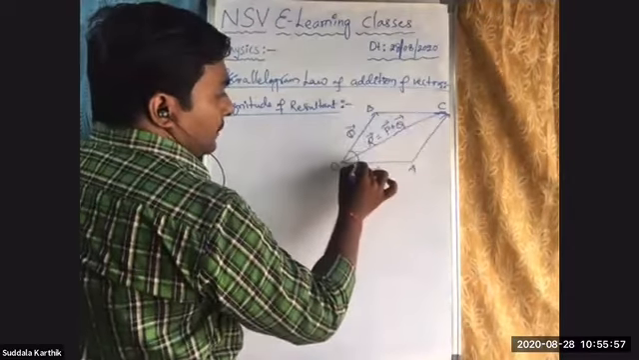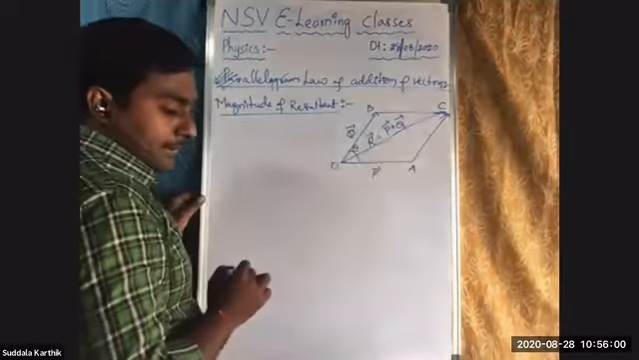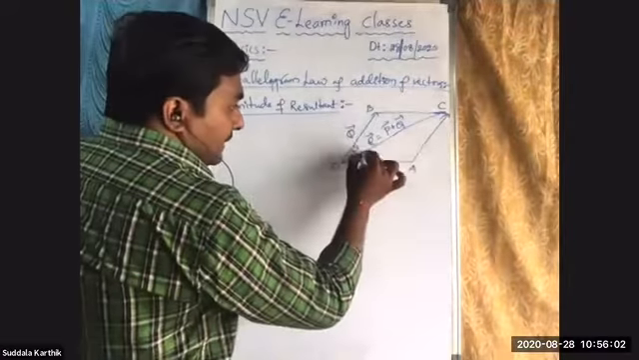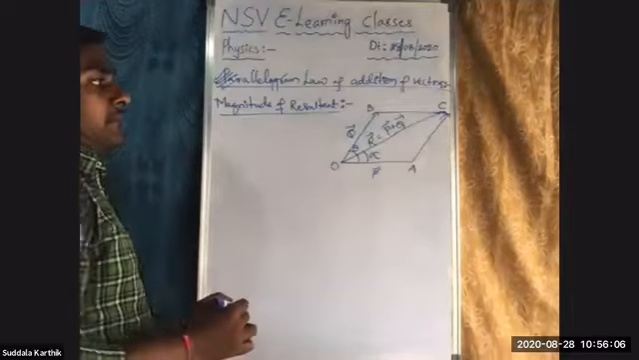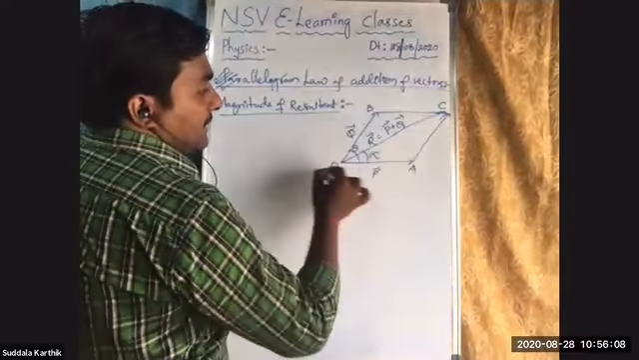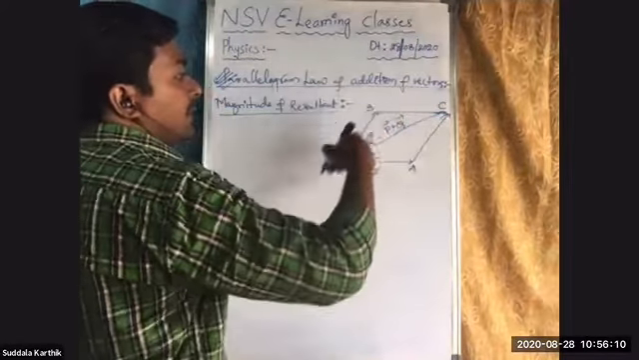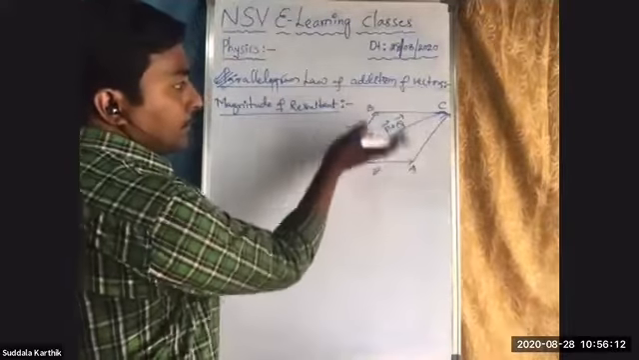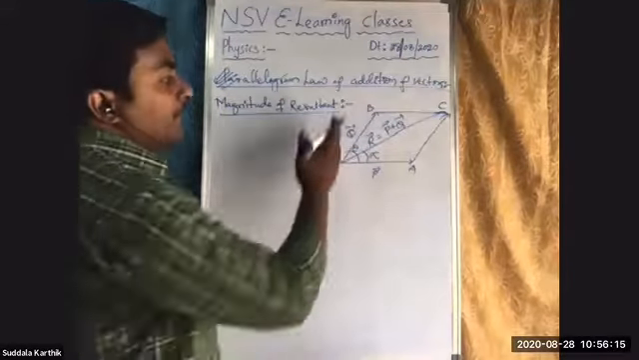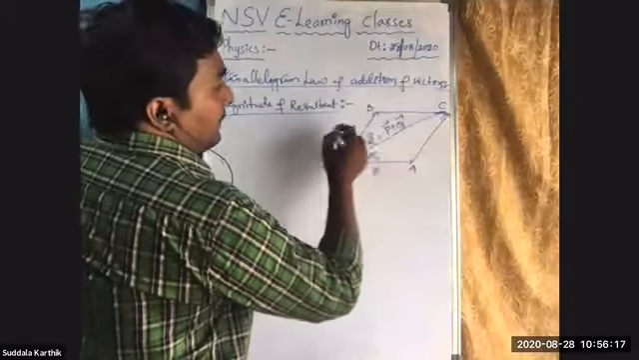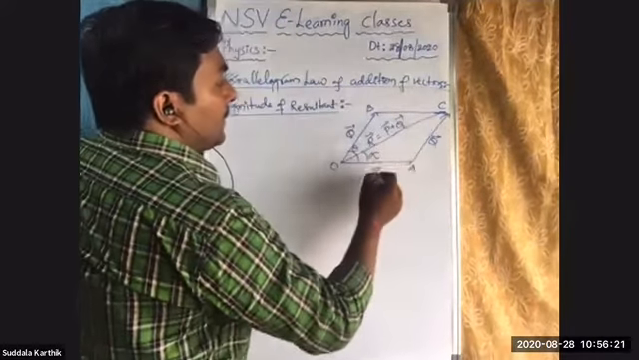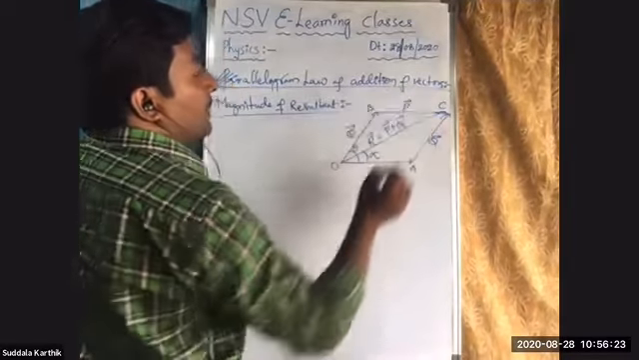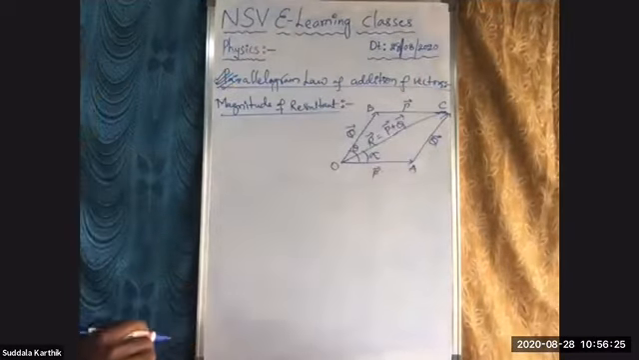Generally, P bar and Q bar vectors are making angle theta, and resultant vector R bar and first vector are making angle alpha. So first vector is along this direction, second vector is along this direction. According to the laws of parallelogram, opposite sides are equal and parallel to each other. So that's why it is equal to Q bar, and that is equal to P bar in both direction and magnitude.